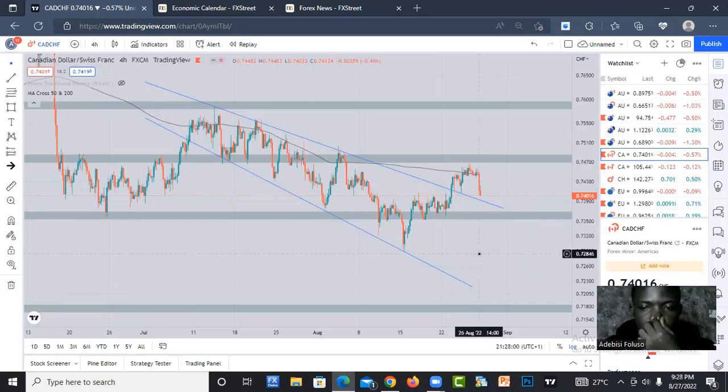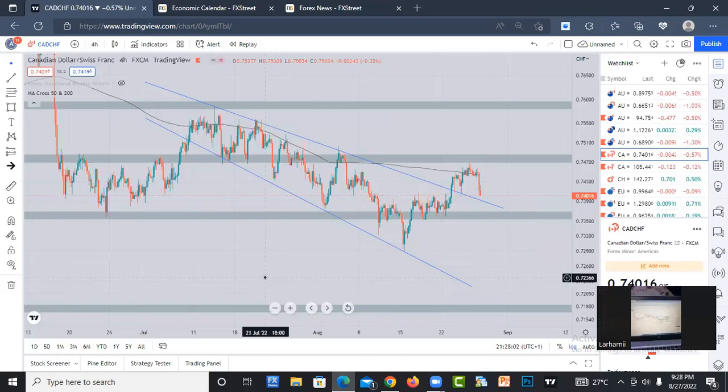Looking at the price, when you want to use the 200 EMA, you check if the price is above the 200 EMA or below it. So when the price is above it, it shows that the market is still bullish. Yeah, exactly. And when the price is below it, it shows that it's bearish. Yeah, that depends on the time frame you are looking at.